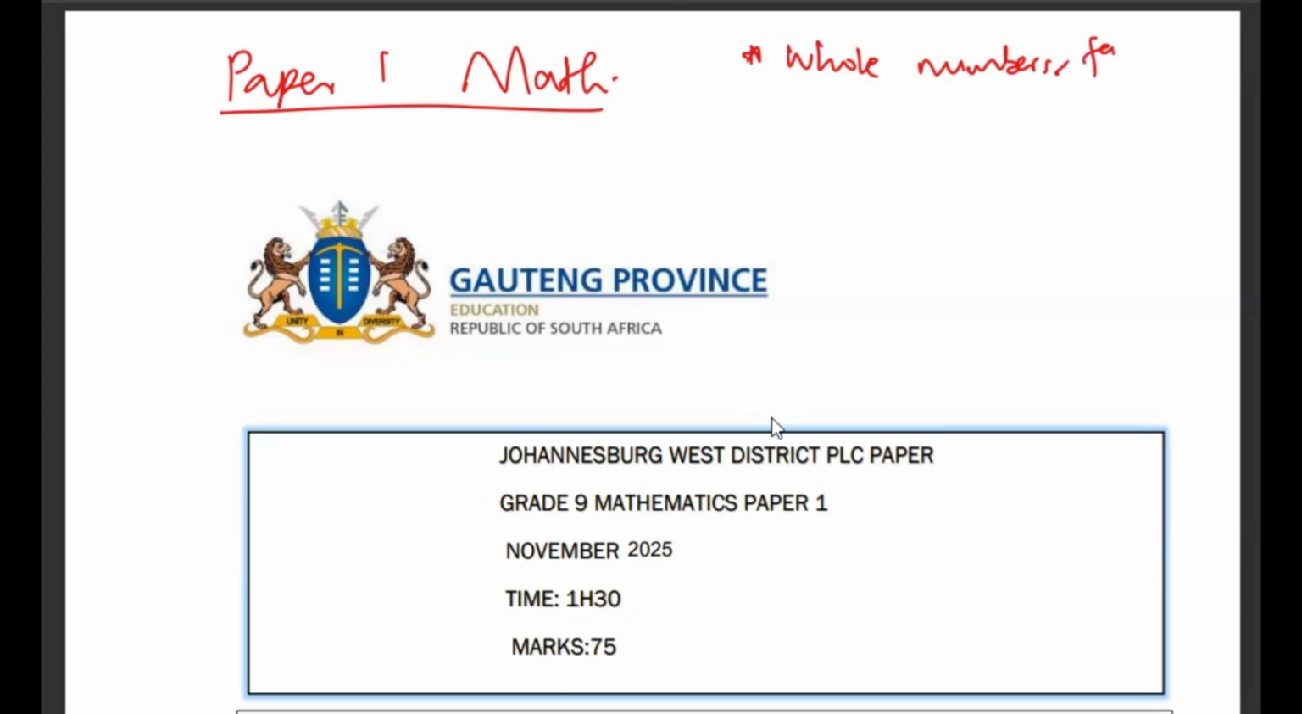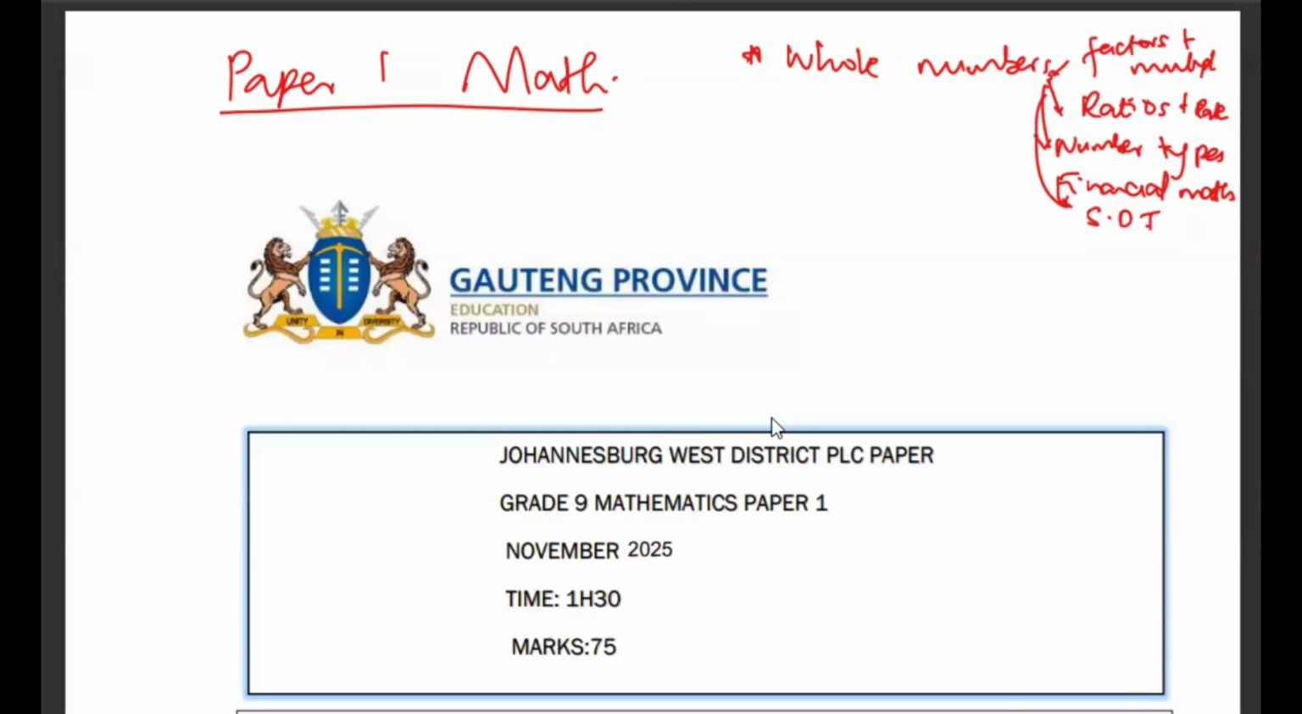We have issues to do with factors and multiples. Then we also have ratios and rates still under the whole numbers. Then still under the whole numbers, we can talk about the number types: rational, irrational, natural, and all those things. And then we also have the financial maths. Then we also have speed, distance, and time under solving problems associated with whole numbers. Of course, even the calculation techniques like BODMAS, opening brackets, and so on and so forth.